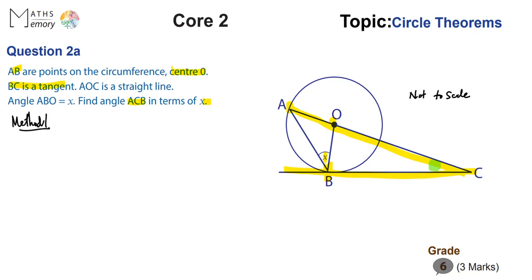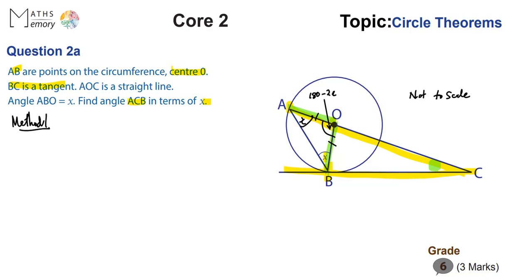We have two radii over here because we have AO and OB. This is a key feature. What does this tell us? It tells us we can use the isosceles theorem to figure out the other angle, which is angle OAB, and this will be x as well. Therefore, in triangle AOB, this angle could be 180 take away 2x.